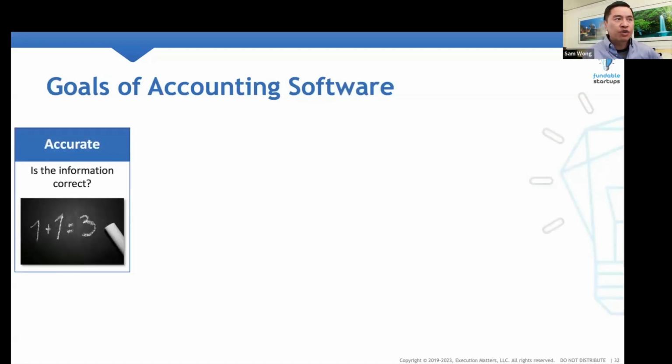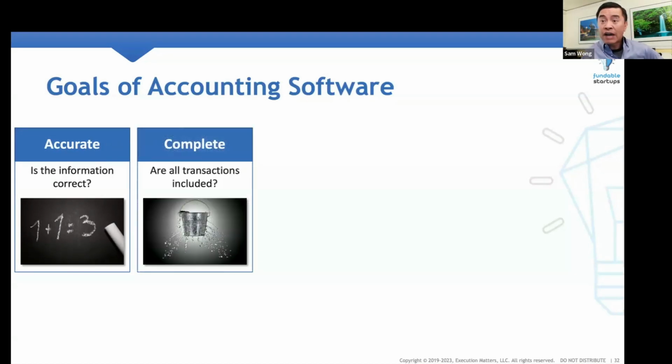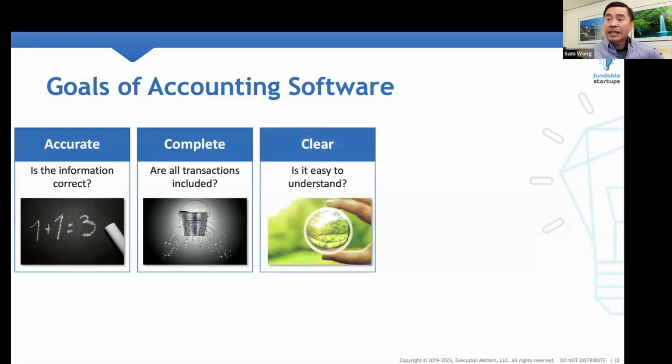Is the information correct? Completeness. Do you have all transactions included, or are you leaking transactions somewhere? Is it clear and easy to understand? Your accounting software generates periodic financial statements. Those financial statements help you as a leader of your organization make management decisions. Can you quickly and simply look at those financial statements and immediately know, oh, we're not doing as well as we thought. We need to actually do something to address these problems that we have.